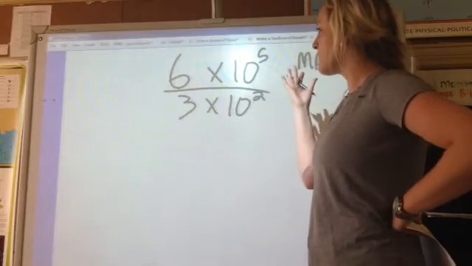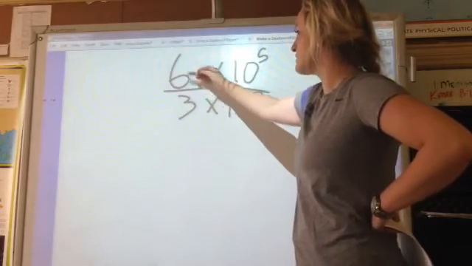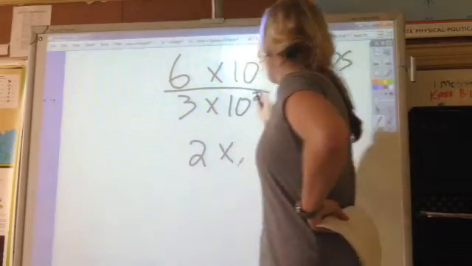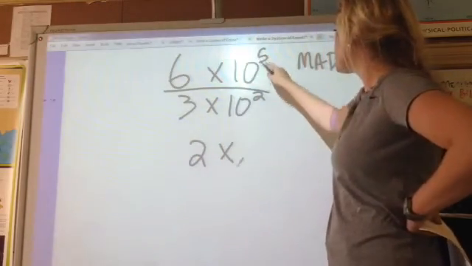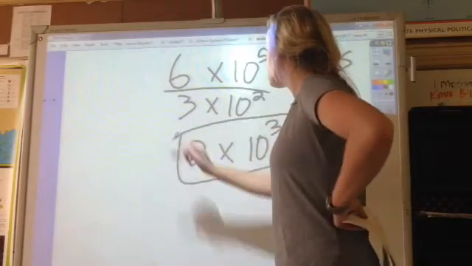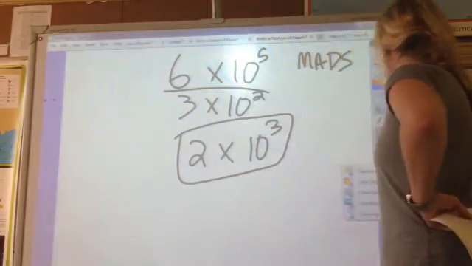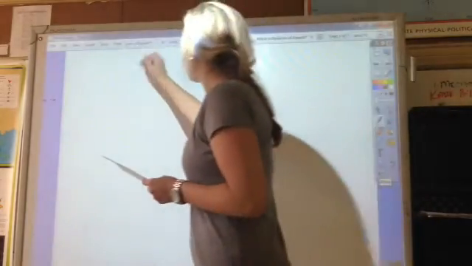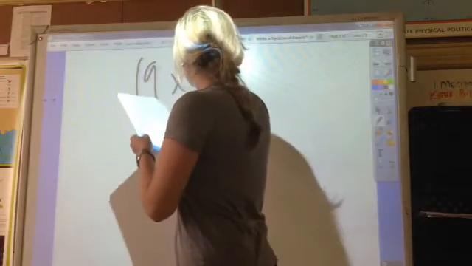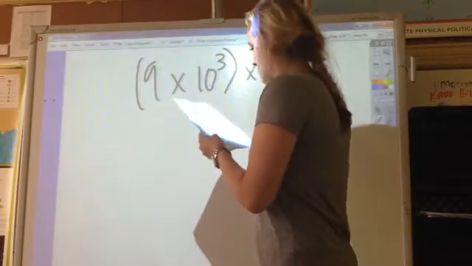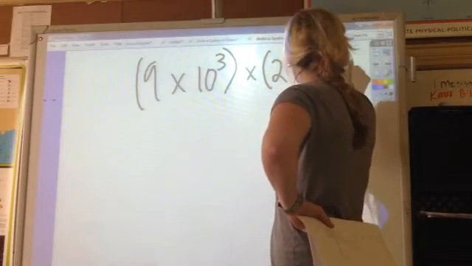So since I don't care about my exponents, I can go ahead and work just with my coefficients. 6 divided by 3 is going to leave me with 2. If I'm dividing, I subtract my exponents. 5 minus 2 is just 3. So I'm left with 2 times 10 to the third. Let's do one where we multiply. All right, if I had 9 times 10 cubed times 2 times 10 squared.